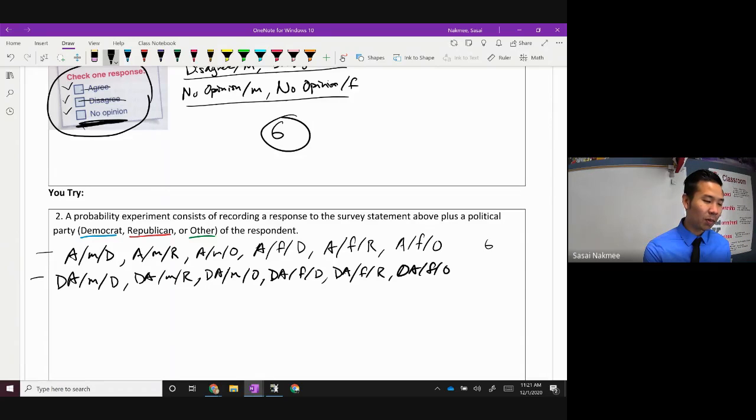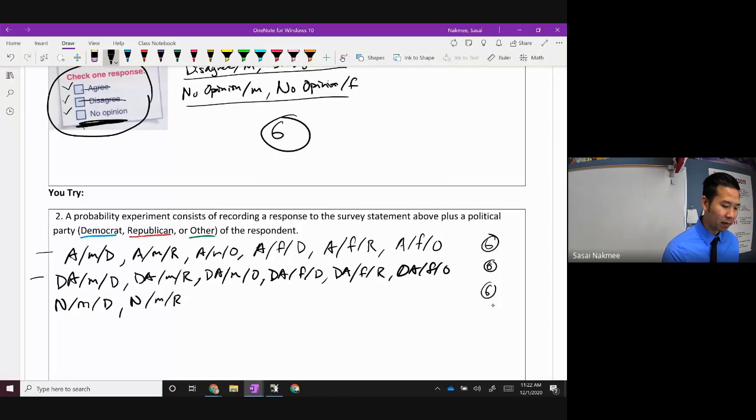There's 6 possible outcomes for agree. There's 6 possible outcomes for disagree. And there's going to be 6 possible outcomes for the no opinion, right? No opinion, I'm going to go with N. No opinion, male Democrat. No opinion, male Republican. No opinion, male other. That M looks like an N. No opinion, female Democrat. No opinion, female Republican. And no opinion, female other.